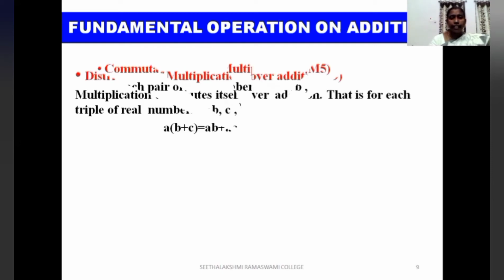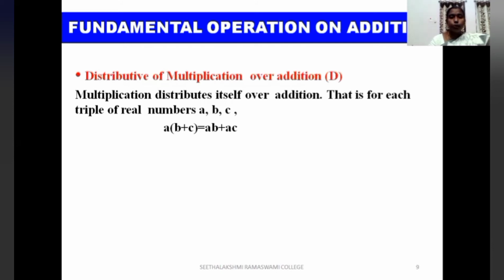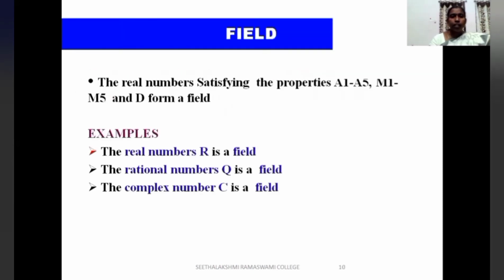Next axiom, distributive property of multiplication over addition, D. Multiplication distributes itself over addition. That is, for each triple of real numbers a, b and c, we have a dot (b plus c) equal to ab plus ac.